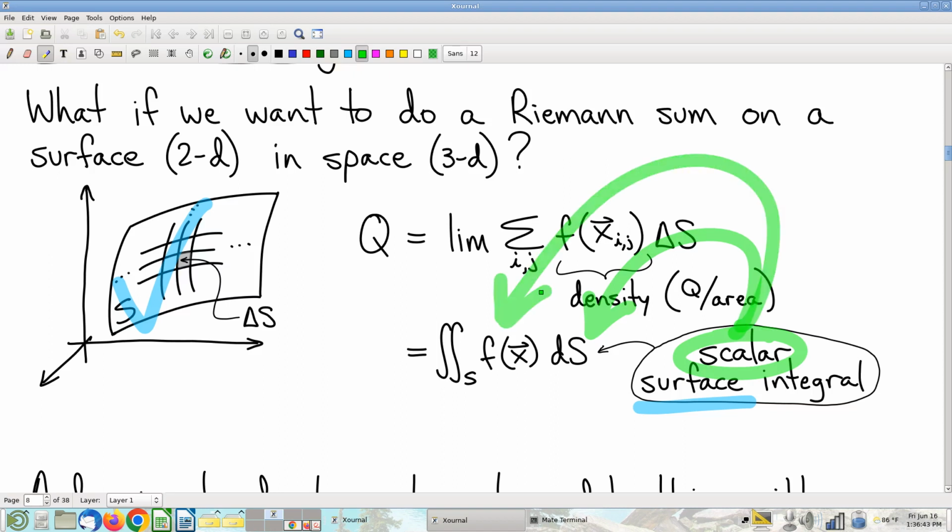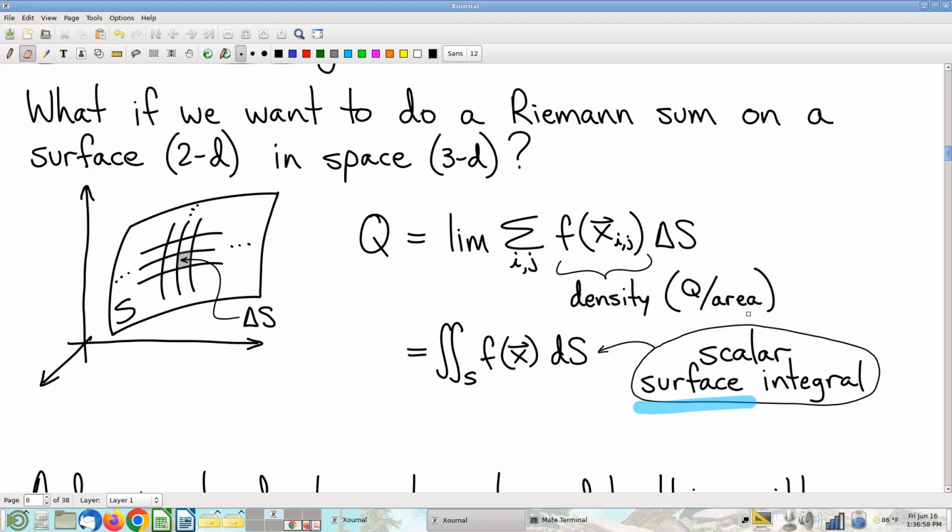The integrand is a scalar, namely quantity per unit area. It's a scalar notion of quantity. So mass or flowers or ants or whatever. Everybody with me? Okay, so scalar surface integral.